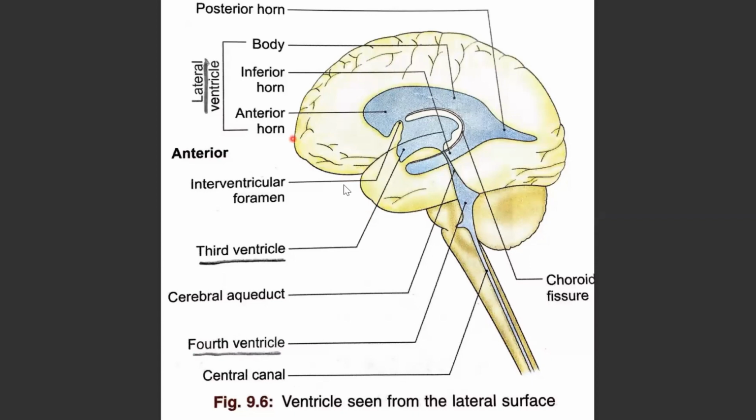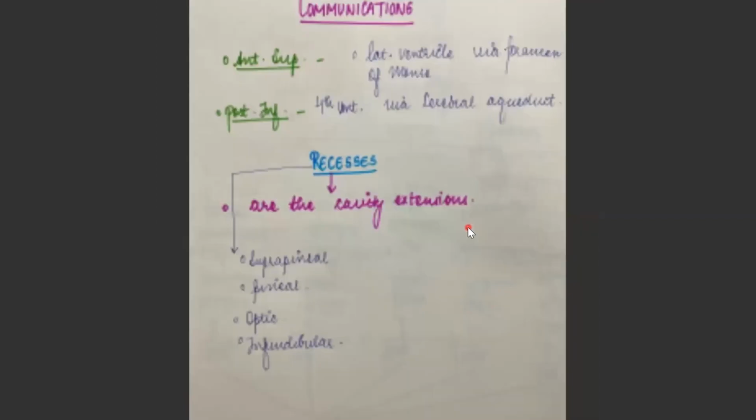Now this is a neat and labeled diagram which is given in your books showing the ventricles seen from the lateral aspect, where the lateral ventricles are shown, the median part which is the third ventricle, and the fourth ventricle which is shown below. Then moving on to the communications.